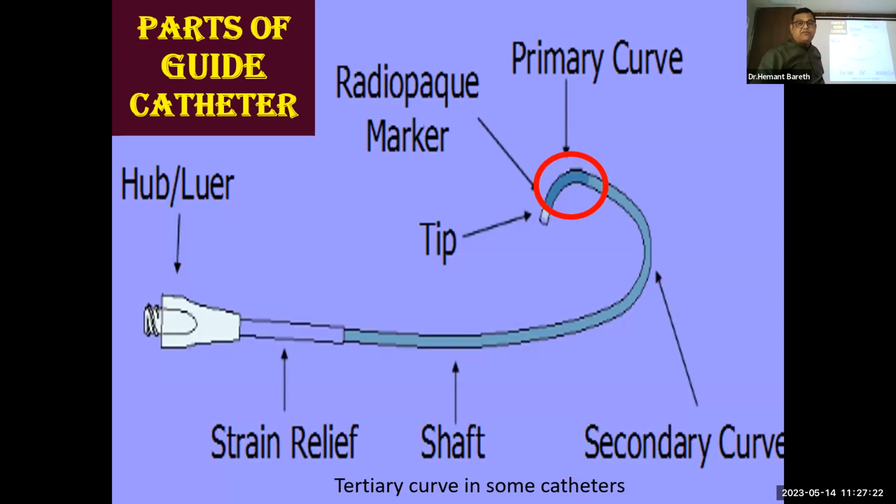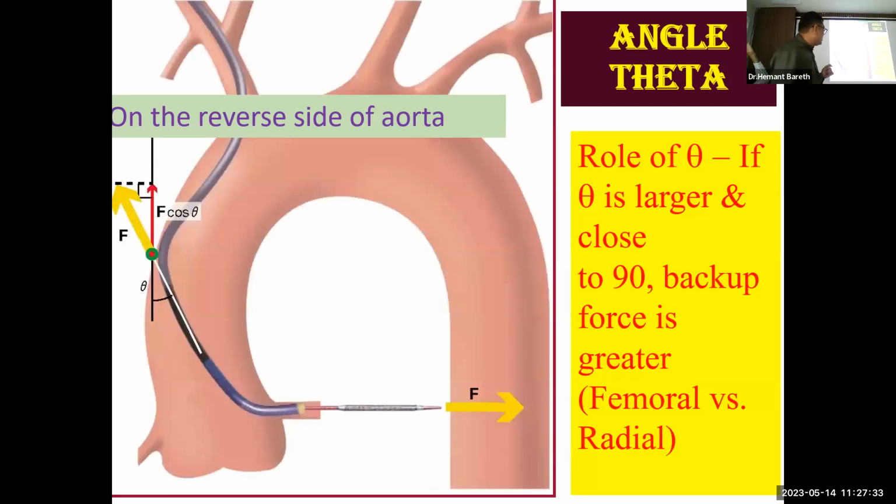So this is the primary curve. This is the secondary curve. And then there is one more thing that is very important, and this is called angle theta. Now you see, this is the tip, this is the radiopaque part. If it is a good coaxial position, this whole thing will go inside and come at the ostium, and this whole thing will be moved inside. So the whole tip will be inside the coronary ostium.